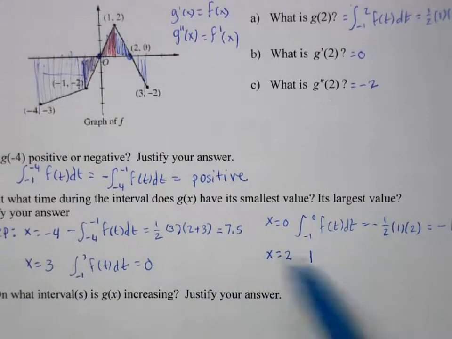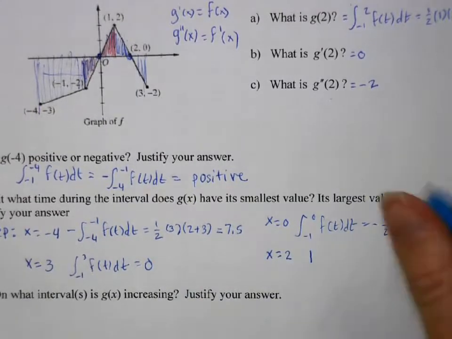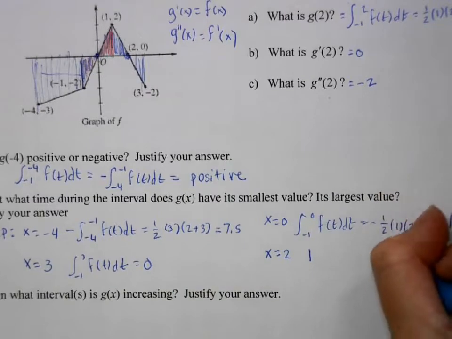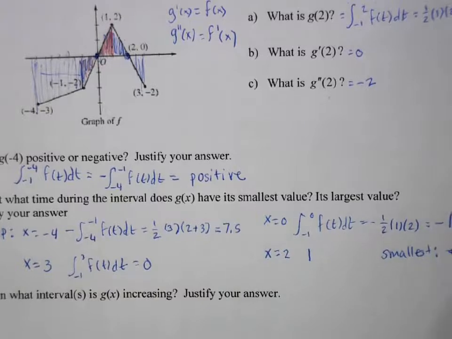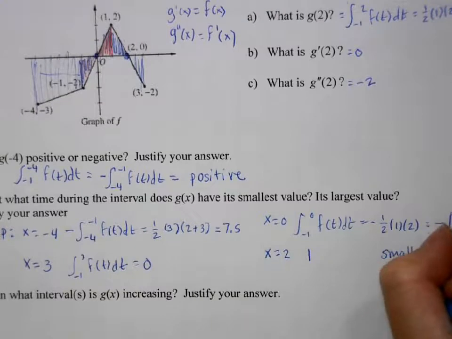So my smallest, or minimum, is negative 1. Oh, at what time? Sorry, so when x equals 0. The largest is when x equals negative 4.